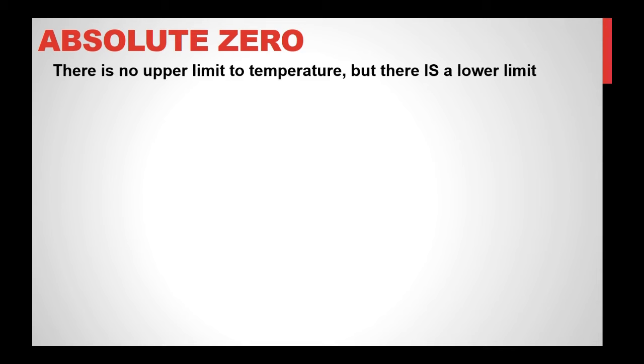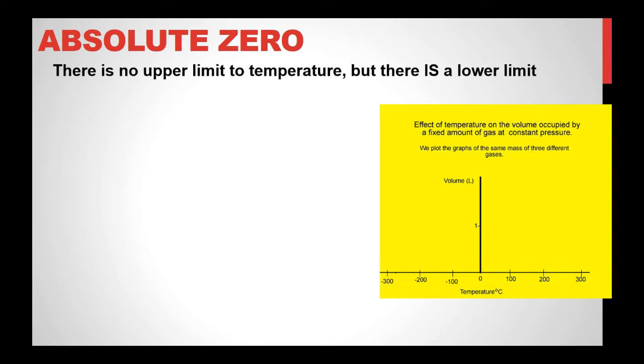Now, this kind of leads to a concept called absolute zero. There is no upper limit to temperature. However, there is a lower limit. There is a temperature where you cannot go any lower. So let's take these three different gases. And if I'm continuously cooling off these gases, eventually their pressure is going to be decreasing as well.